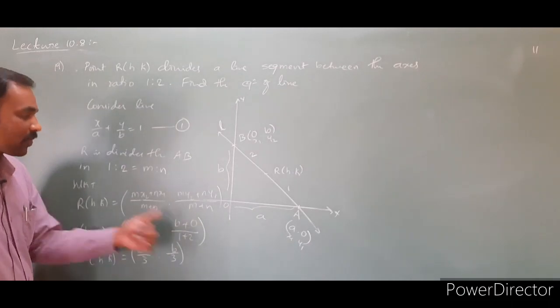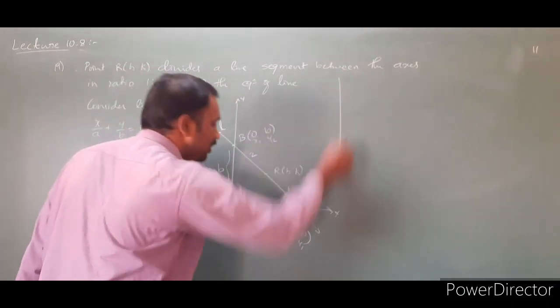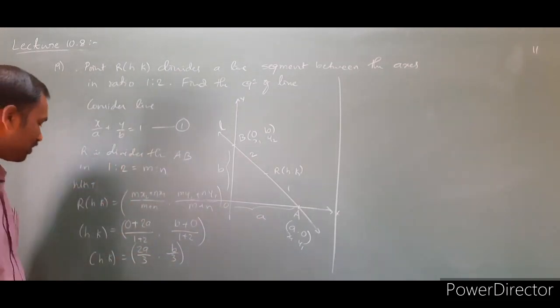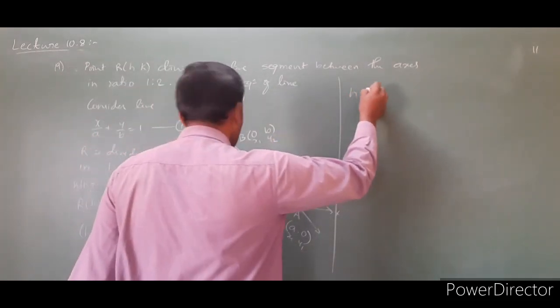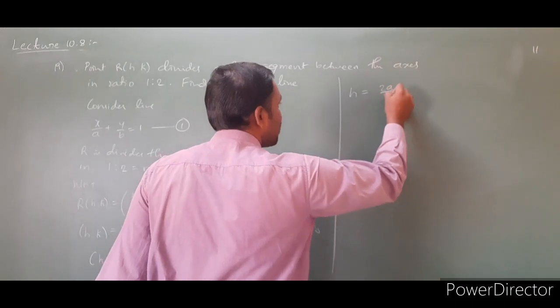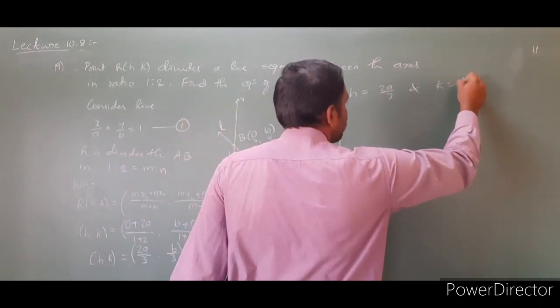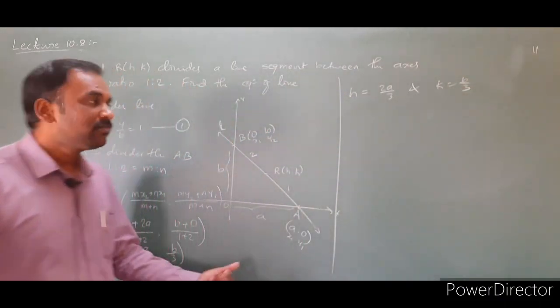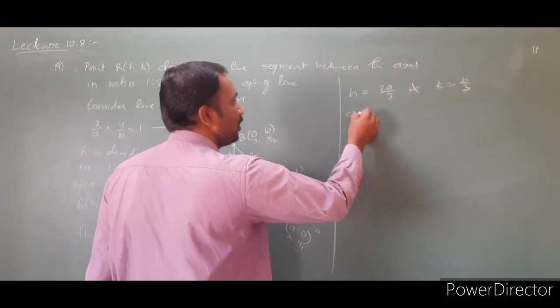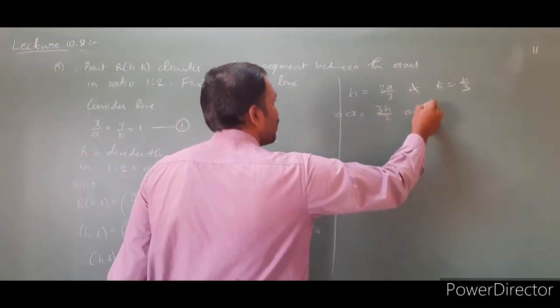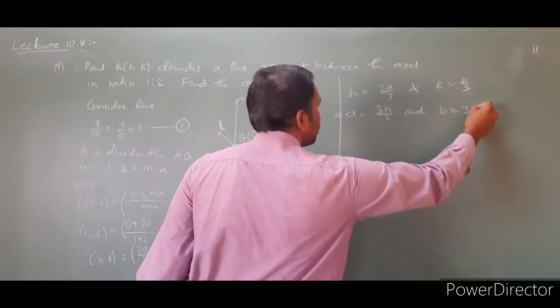So I just continue here. From this, we need to replace the a and b value. From this, we can write that h is equal to 2a by 3 and k is equal to b by 3. From that, we will get the a value. What is the a value? The a value is equal to 3h divided by 2 and the b value is equal to 3k.